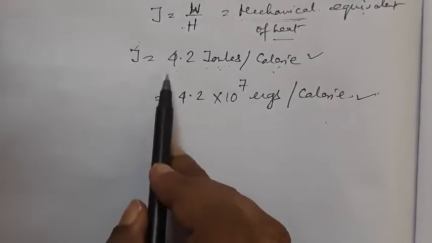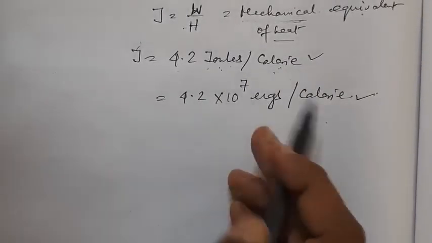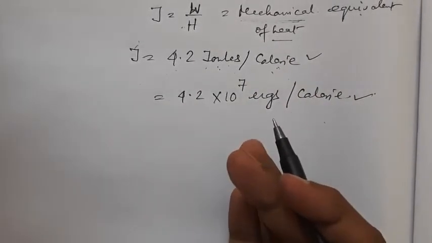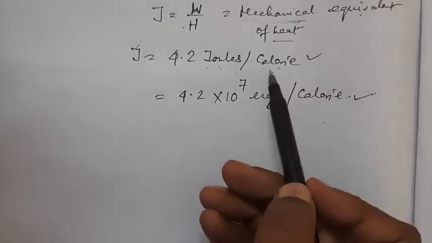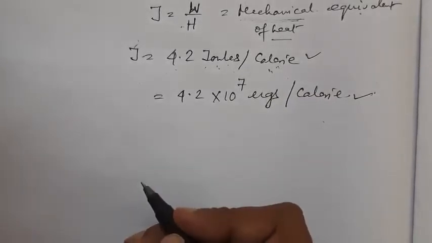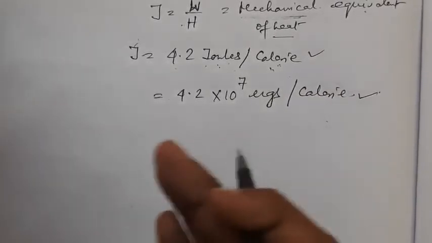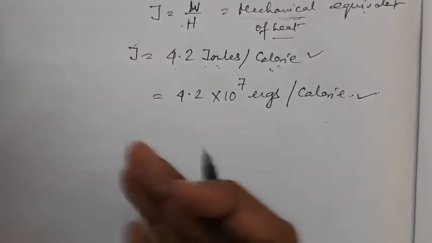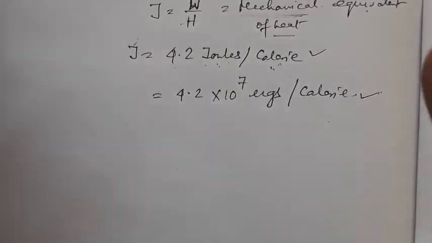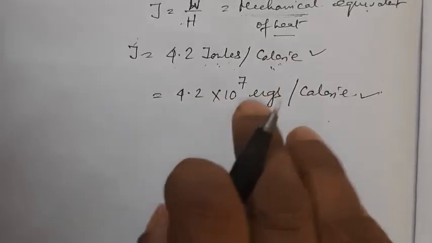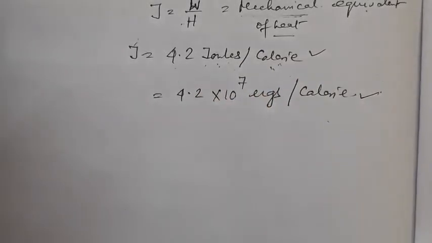From this 4.2 joules per calorie, we can also say that to produce 1 calorie of heat, 4.2 joules of work must be done. That means 4.2 joules of mechanical work done produces 1 calorie. Mechanical energy is converted to heat.